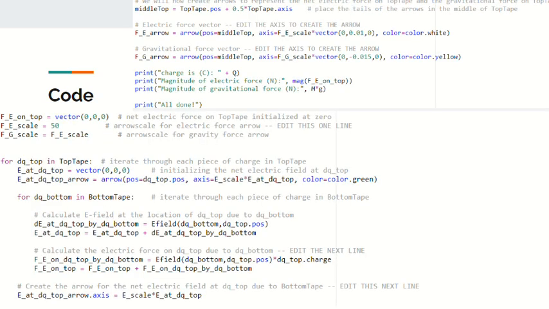Here's the code that I used. The top part of this code draws in the vectors for the 3D model. This part prints out whatever the value for the charge, gravity, and electric force is. This second part over here does the calculations to calculate charge, and it'll display it because print charge is C plus Q.